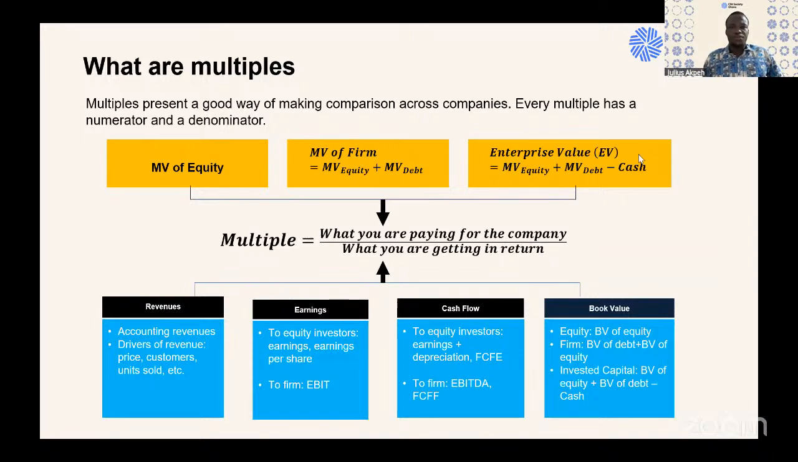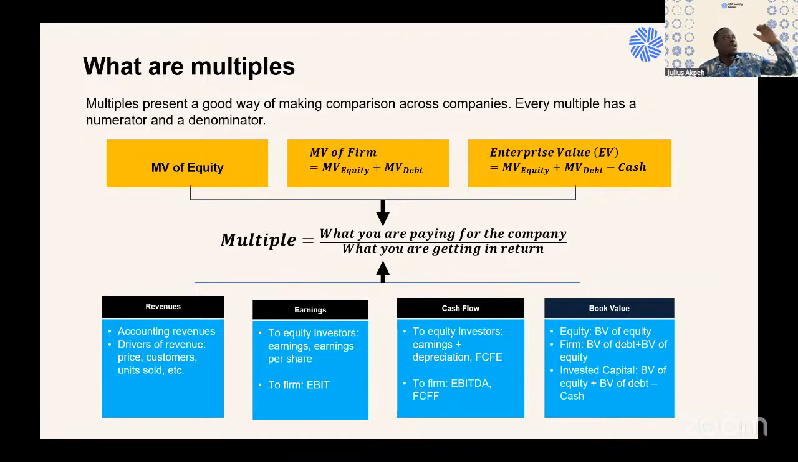Now, every multiple has a numerator and a denominator. The multiples have to be consistently defined. The numerator is often a representation of what you are paying for the company. The denominator often takes what you are getting in return. So for every multiple, the numerator talks about what you are paying, and the denominator talks about what you are getting. So you see how consistent multiples are, and why we use them.